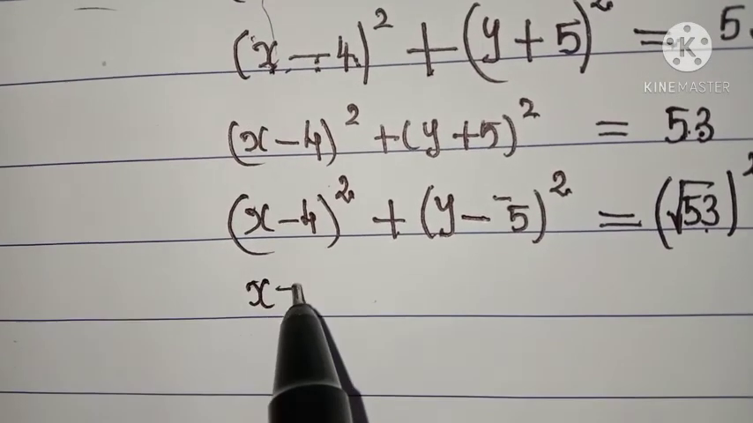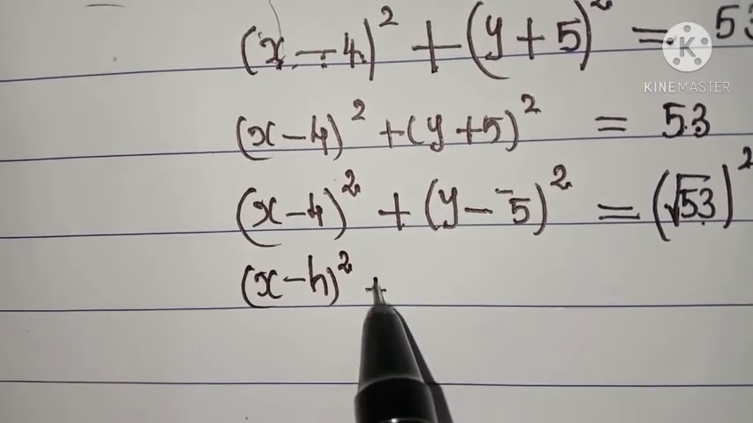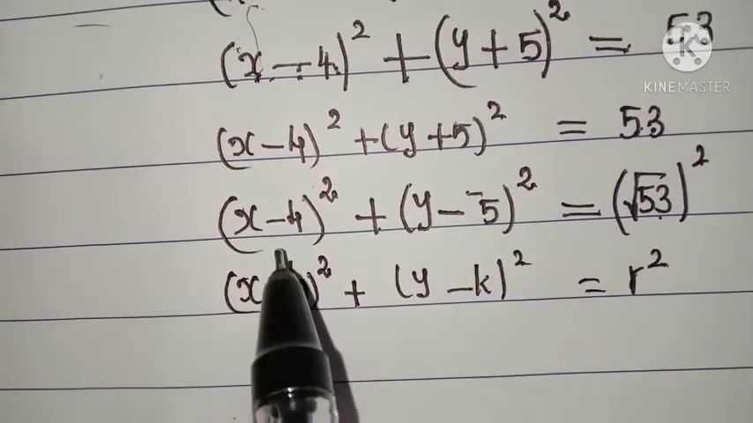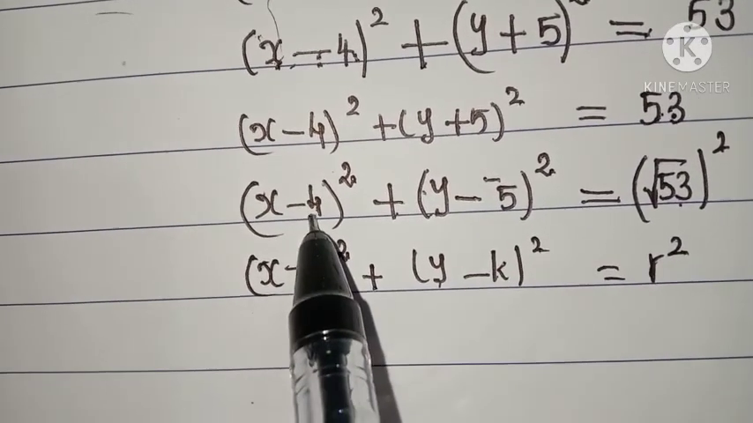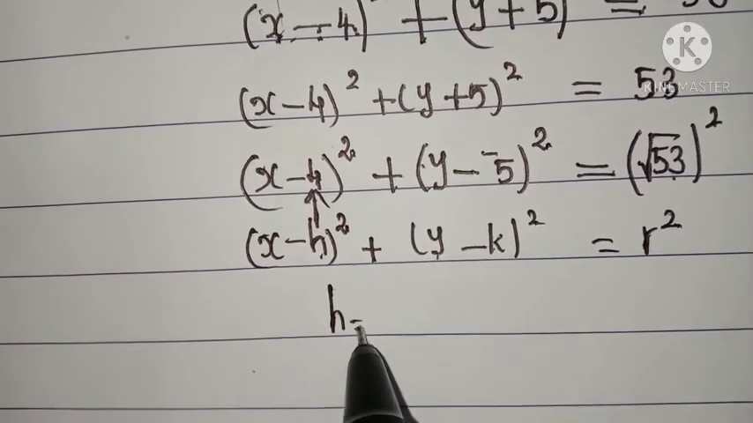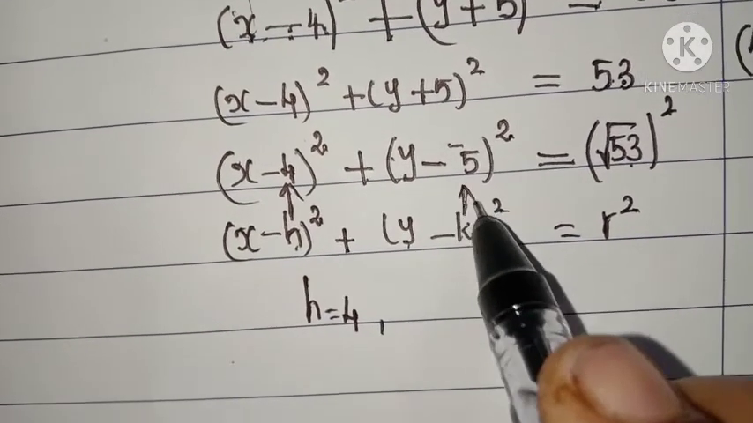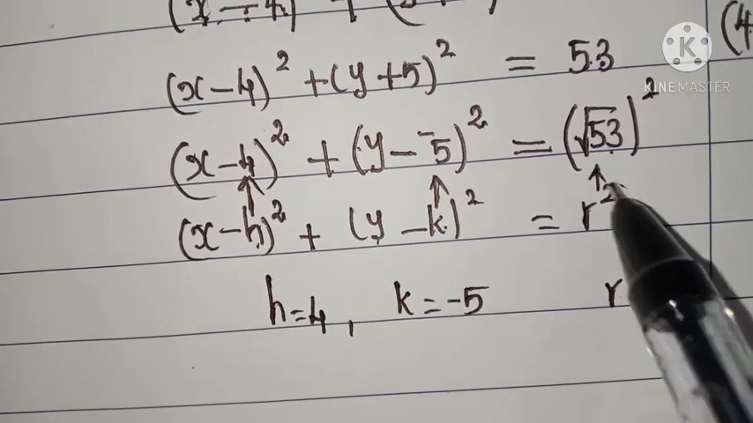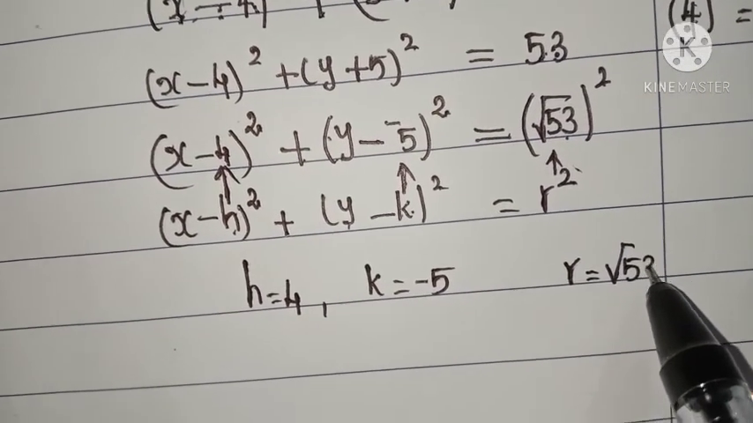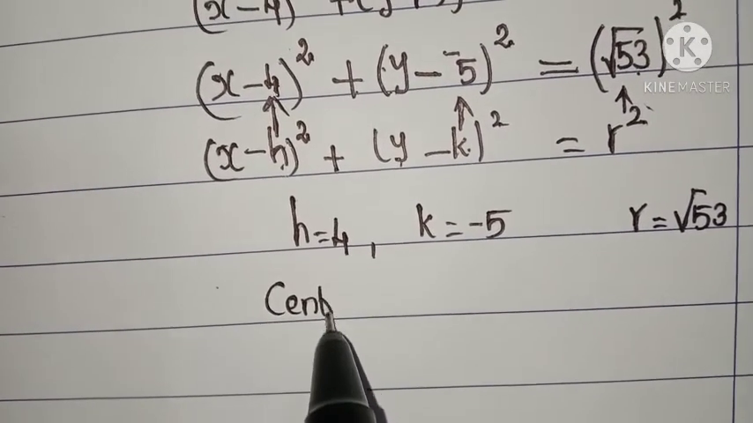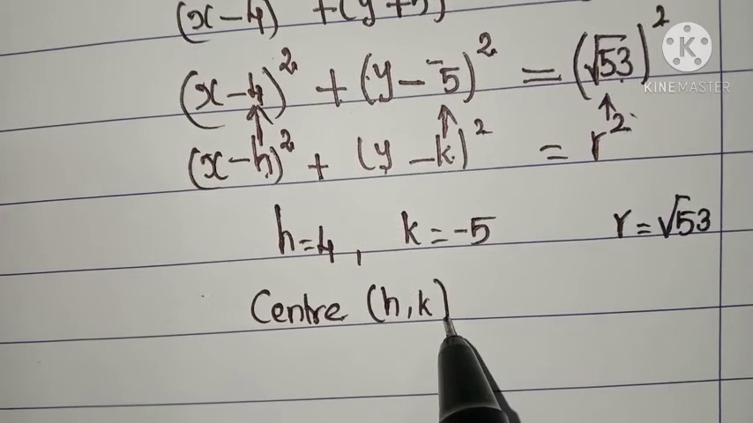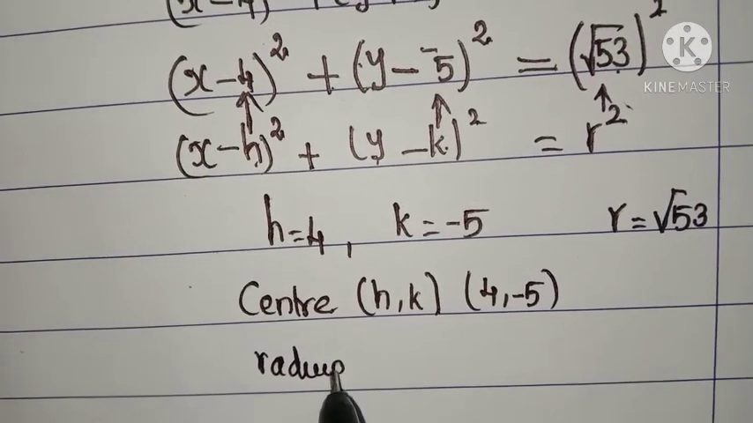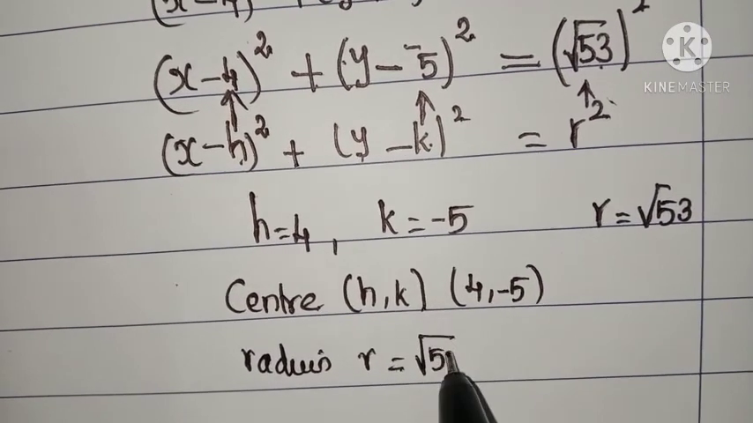Now write the equation of a circle, x minus h whole square plus y minus k the whole square is equal to r square. Now compare these two equations. So what is h here? h equal to 4. What is k here? k is equal to minus 5. Now r, what is the radius? r equal to root of 53. So center is h, k. Center is h, k means 4 comma minus 5. And radius r is equal to root of 53.